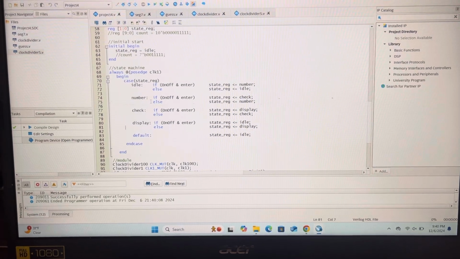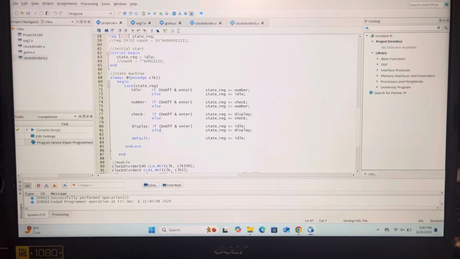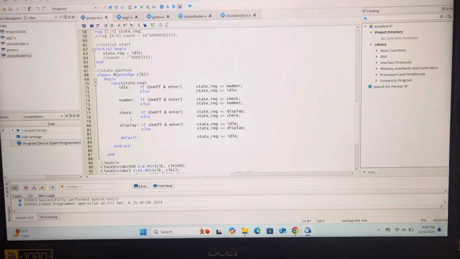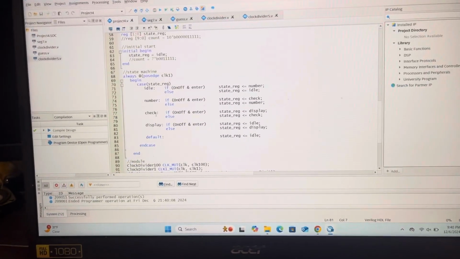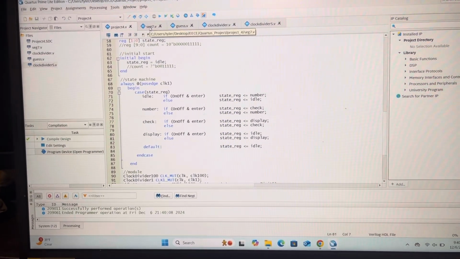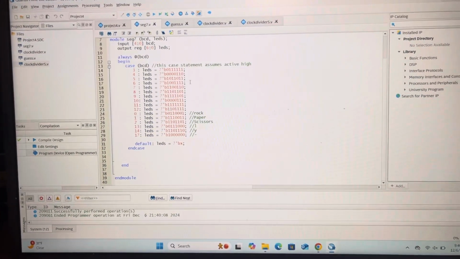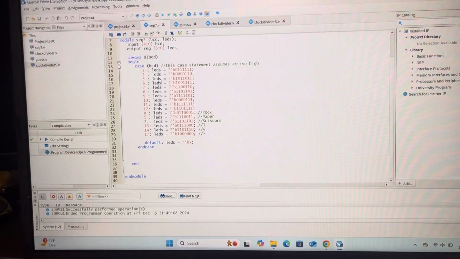The idle state goes to the number state, that goes to the check state, that goes to the display state. I probably should have made the display state part of the check state and had it be 1 state rather than 2, but I did it this way, and if I were to do it again, I'd make sure to make that correction. And then we have RSEG7, which is going to be the display.